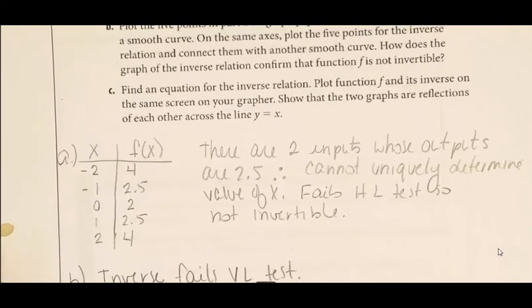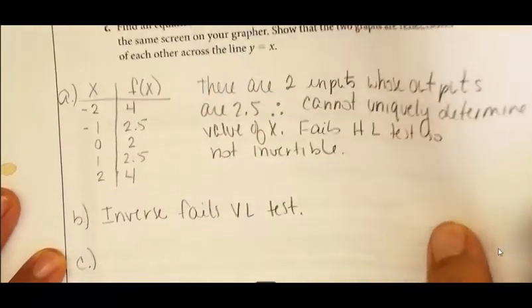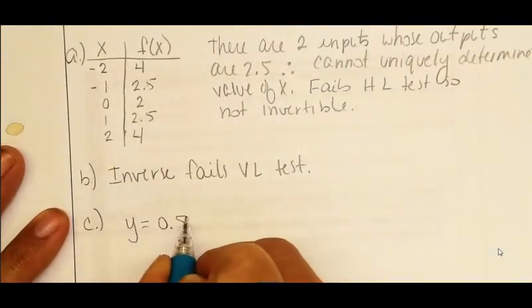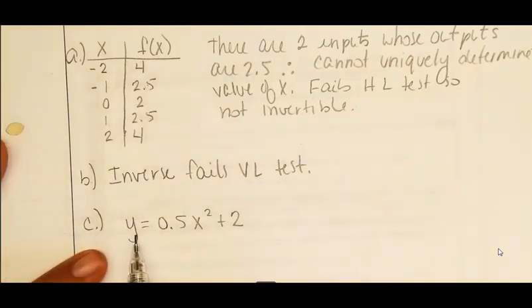All right, and then C, we're going to find an equation for the inverse relation. All right, so my original function, instead of writing it as f of x, I'm going to write it as y equals 0.5 x squared plus 2. So to find the inverse, I switch the x and the y.